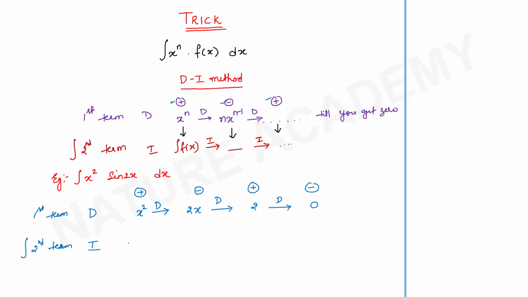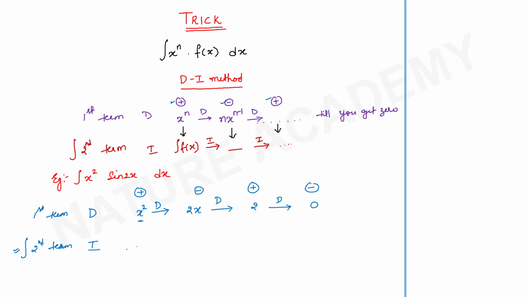So the second term is sine 2x. Here I am not going to write sine 2x as it is. I will take the integration first here. In the first term we wrote this x square as it is. But in the second term we are going to write the integration as the first term. Integration of sine 2x as the first term.